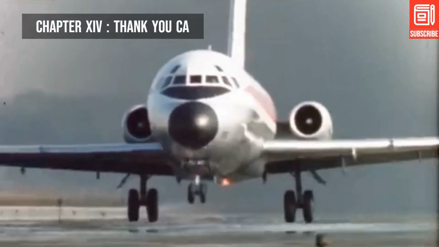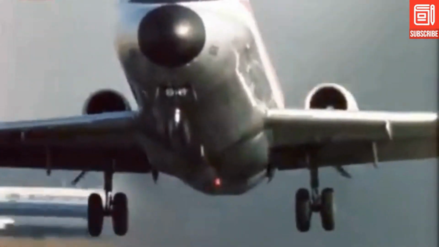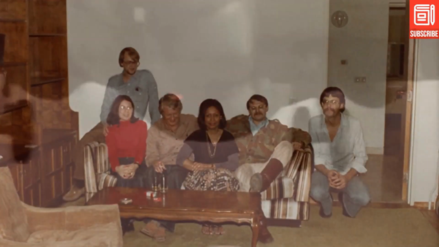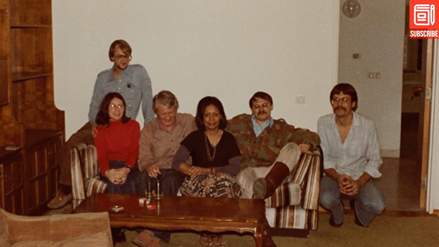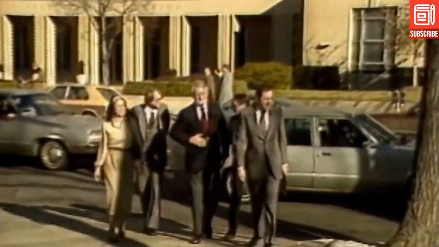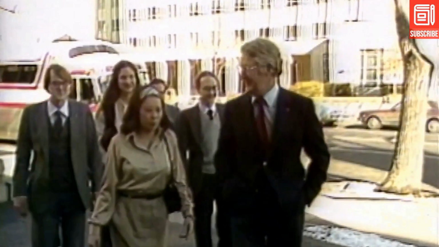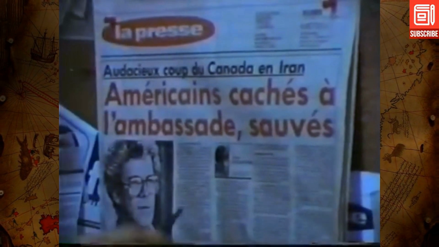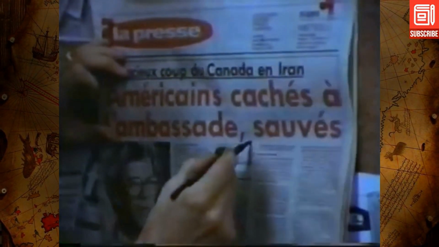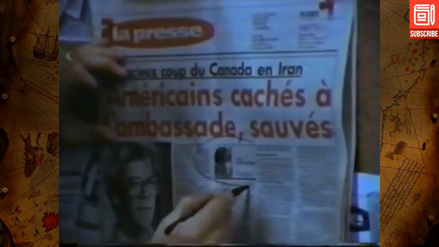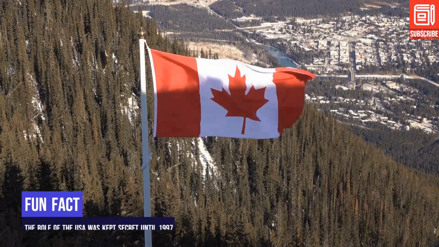Exiting Iranian airspace, the crew celebrated the success of the mission after being imprisoned for more than 3 months. Upon landing in Zurich, the 6 diplomats were taken by CIA operatives. The next day, and after making sure that these 6 left Iran, Jean Peltier released the story of the escape of these 6 Americans orchestrated by Canada.